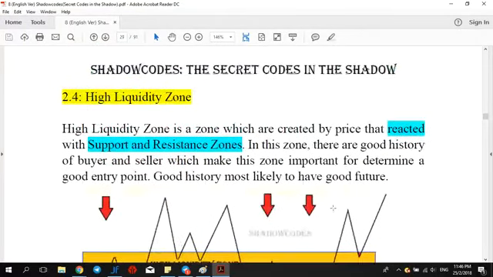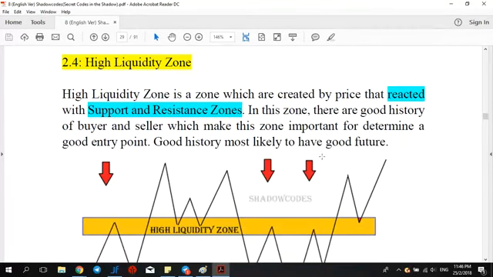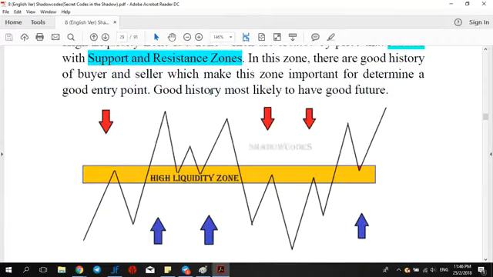Okay, so this is a high liquidity zone, right? A high liquidity zone is a zone created by price that reacted with a support and resistance zone. In this zone, there is a good history of buyers and sellers, which makes this zone important for determining a good entry point. Good history is most likely to have a good future.